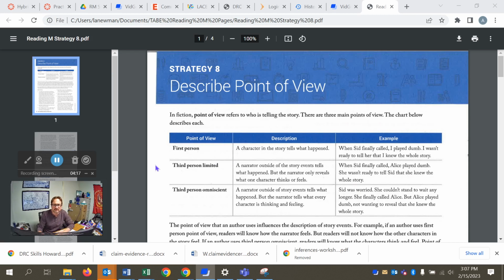But here in third person, this is when it gets a little bit more complicated in the world of literature, and we have to break it down into a couple different types.